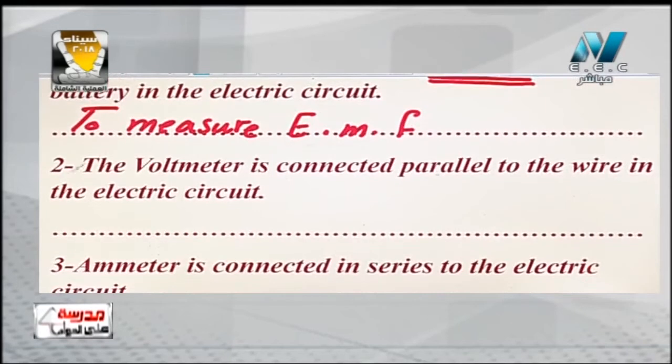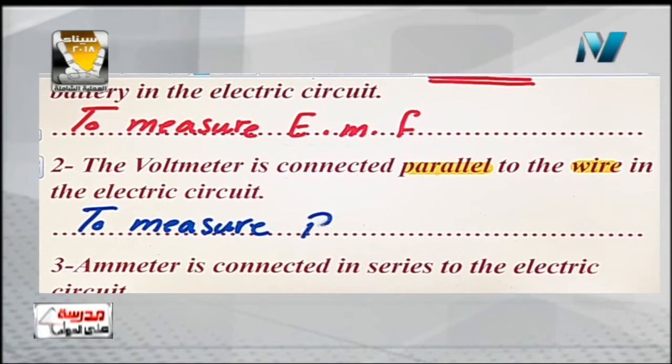Next one here, we talk about a voltmeter, but in this question the voltmeter is connected in parallel as we know, but to the wire in the electric circuit. Of course here to the electric wire or to the metal in the electric circuit. So we have to measure another quantity, yes, to measure what? Potential difference.